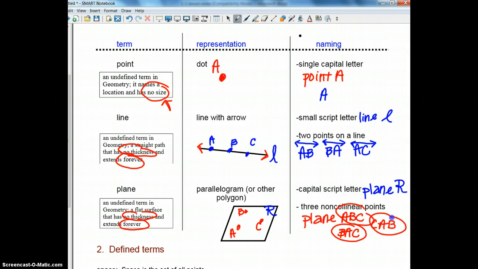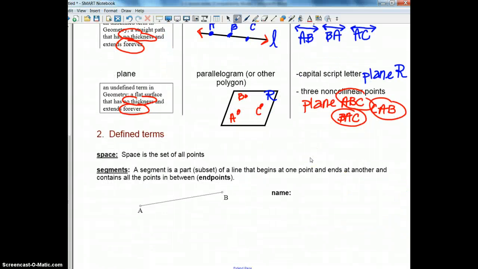Moving on to defined terms. Some defined terms in geometry, if you look down your page there. A space is a set of all points. We can't even have any of these figures unless we have a space to put them in and the points inside that space to use. The first term that we can draw here is called a segment, and you already have a picture of it on your sheet. A segment is a part, otherwise known as a subset, of a line that begins at one point and ends at another, and contains all the points in between them.